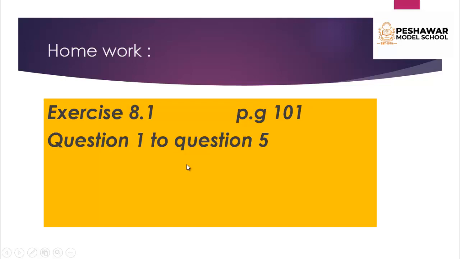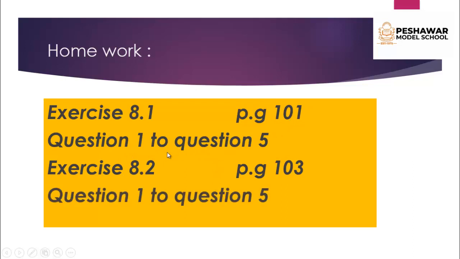Now you have to do homework. Your homework is exercise 8.1, page number 101, question number 1 to question number 5, and another question number 1 to question number 5 from exercise 8.2, which is on book page number 103. All these questions are related to constants, variables, coefficients, like terms and unlike terms. You have to do all these questions in your neat copy.